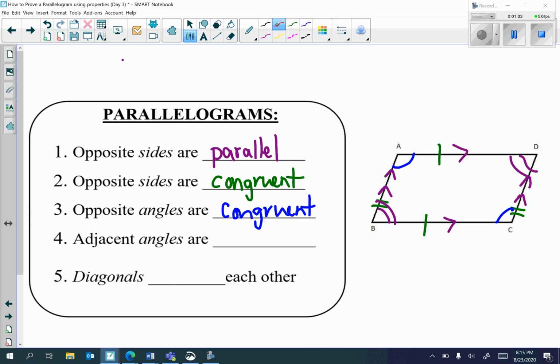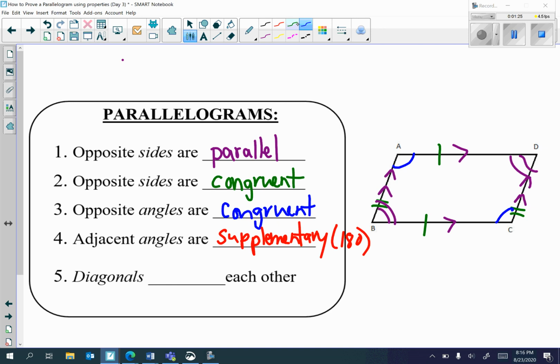Adjacent angles are supplementary, meaning they add to 180 degrees. So remember, adjacent means next to. So A and D are next to each other, they add up to 180. D and C are next to each other, they add up to 180. C and B add up to 180, and B and A.